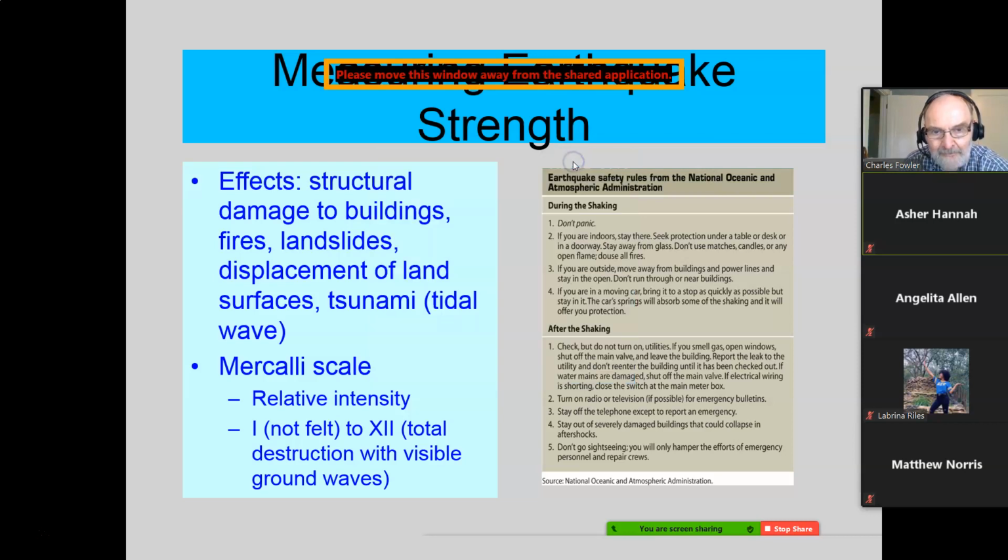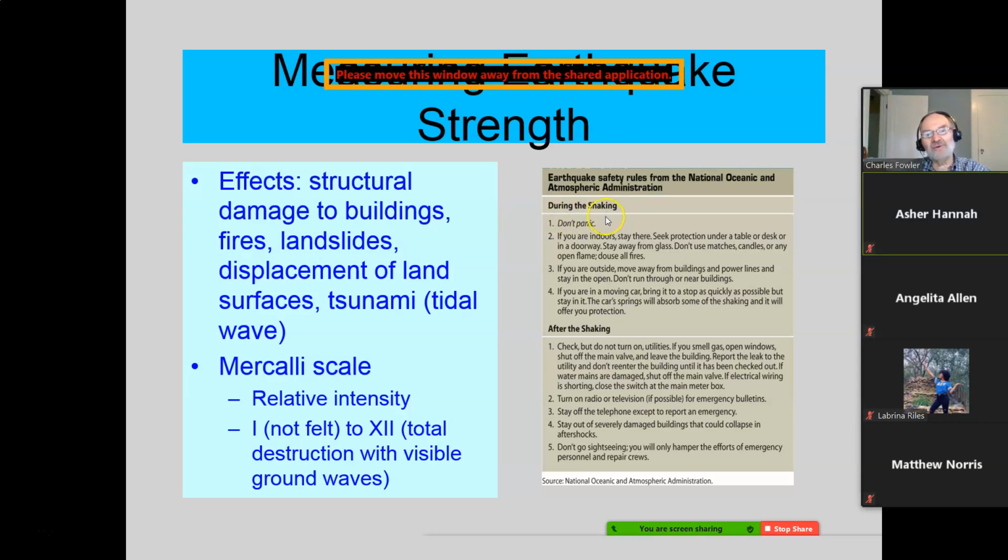Okay. So, these are the earthquake safety rules from the National Oceanic and Atmospheric Administration, often called NOAA. N-O-A-A, NOAA. Okay. So if you ever hear on the news, NOAA says this, and NOAA says that, that's not a person. That's this organization, the National Oceanic and Atmospheric Administration. They're the ones that study this kind of stuff, including the weather and other things like that.